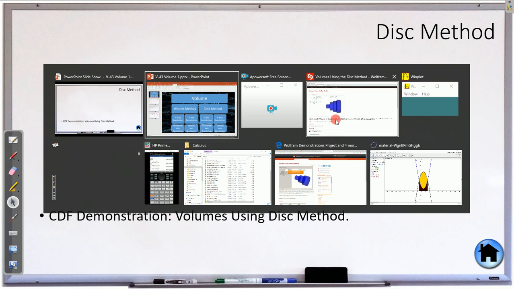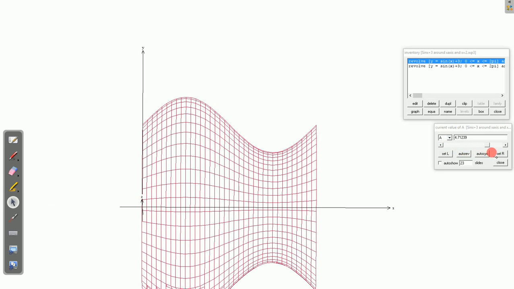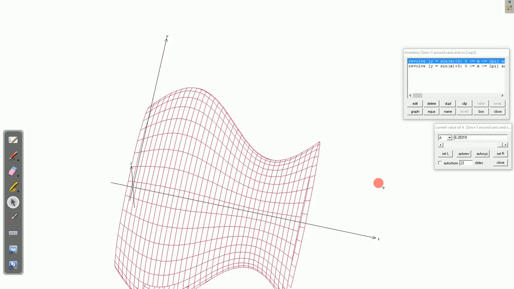So first, let's just take a quick look at what this actually is. Here we have a function. It's a part of a sine function. And so what we're going to do is rotate this around the x-axis, and then that is going to give us a three-dimensional shape. So here's what that looks like. Around it goes until it makes a three-dimensional shape.